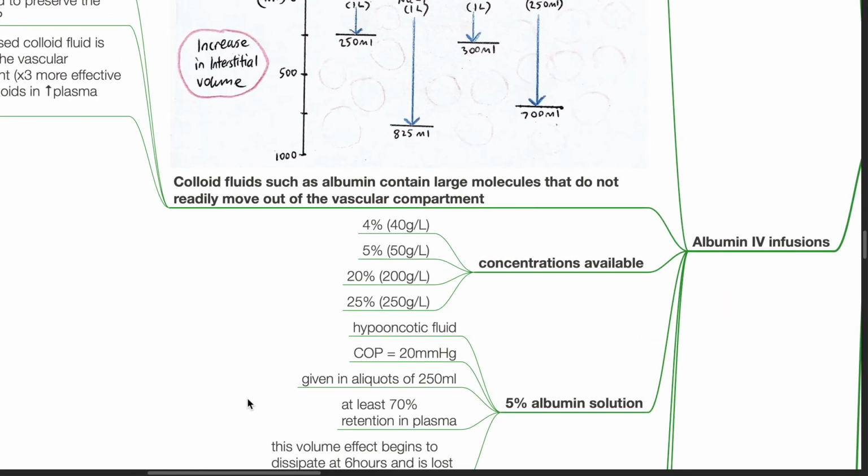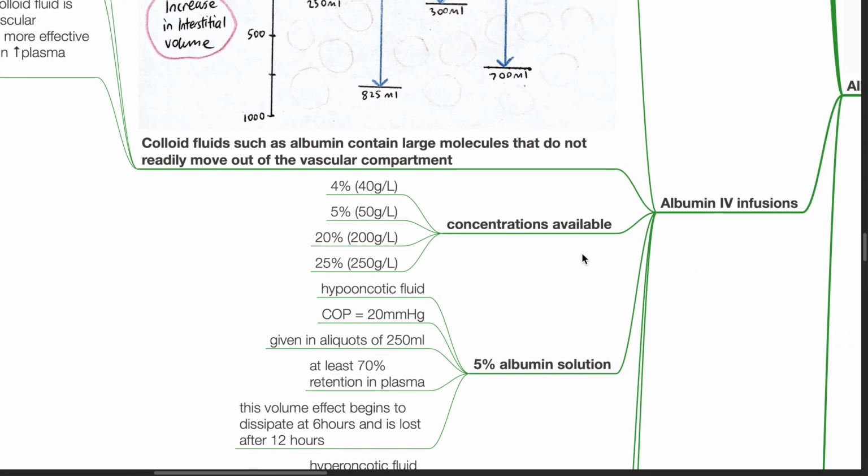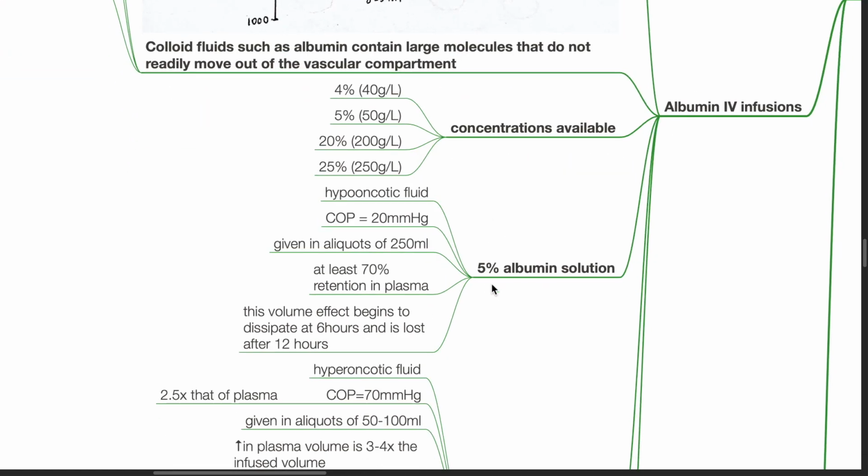Concentrations available for albumin include 4%, 5%, 20%, and 25%. 5% albumin solution is hypooncotic. COP is 20 mm mercury. It is given in aliquots of 250 ml. It results in at least 70% retention in plasma. This volume effect begins to dissipate at 6 hours and is lost after 12 hours.